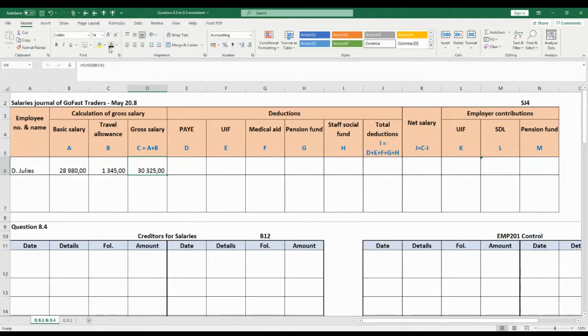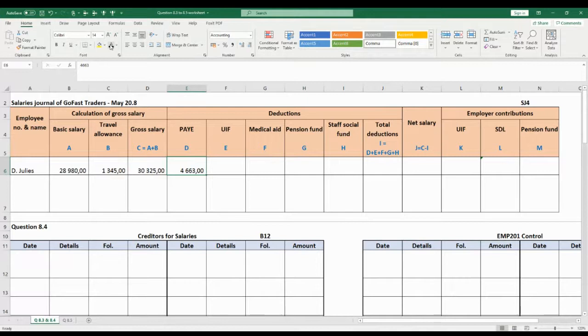Okay, so that's correct. That's the 4,663 that was given to us. Now, the UIF amount, they didn't give us the UIF amount. How did you calculate the UIF amount? What information did they give you to assist you in calculating what the UIF amount should be? Okay, so I'm just going to repeat it. How did you calculate the UIF amount that needs to be recorded?